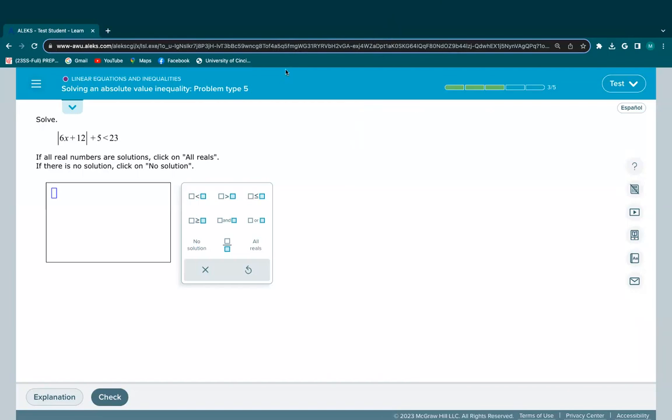All right, so let's write the problem. Absolute value of 6x plus 12, plus 5 is less than 23. So subtract 5. Absolute value of 6x plus 12 is less than 18. Now, this one, I don't have to divide anything. I already have it by itself.